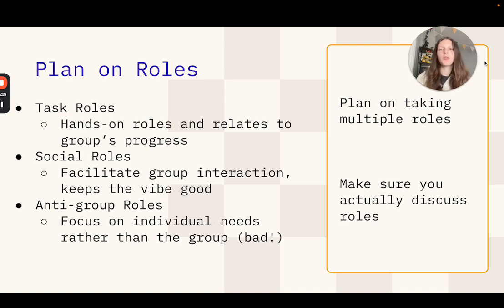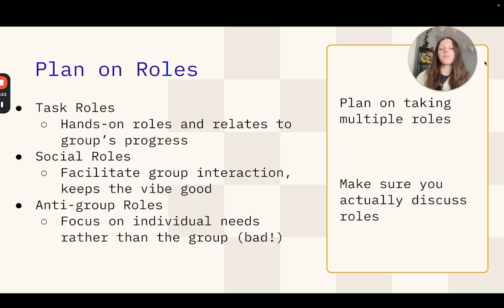So there's 3 kinds of roles that we see in groups. One is task roles. That is hands-on roles and relates to the group's progress. So these are the things that get tasks done. Like someone who runs meetings, someone who sets the agenda, someone who does the research, someone who writes things down. Things that you are actually physically doing.